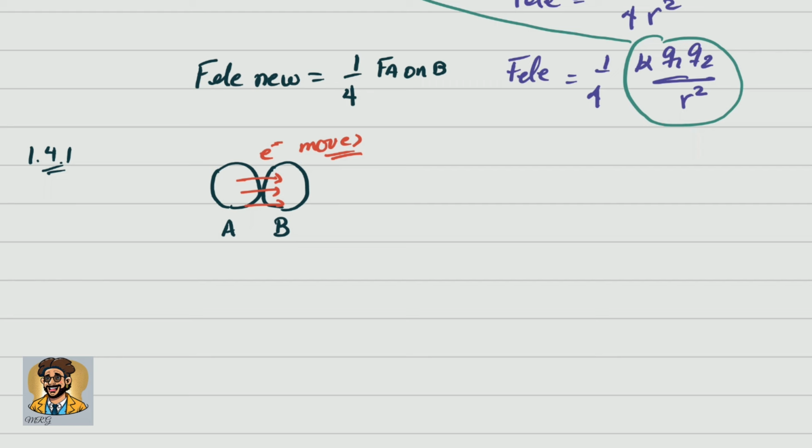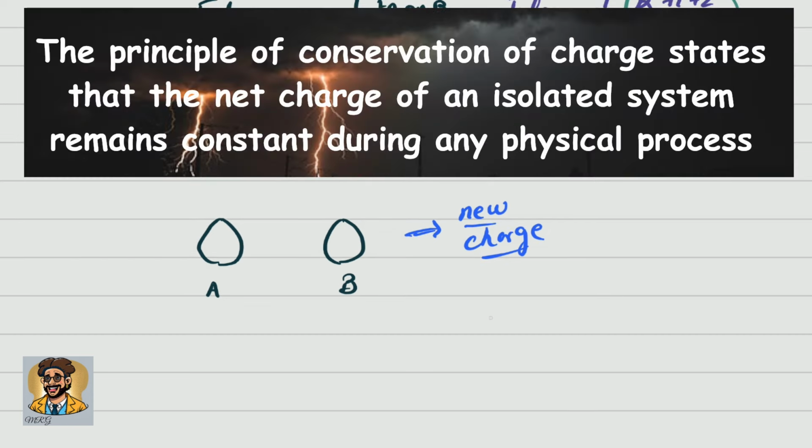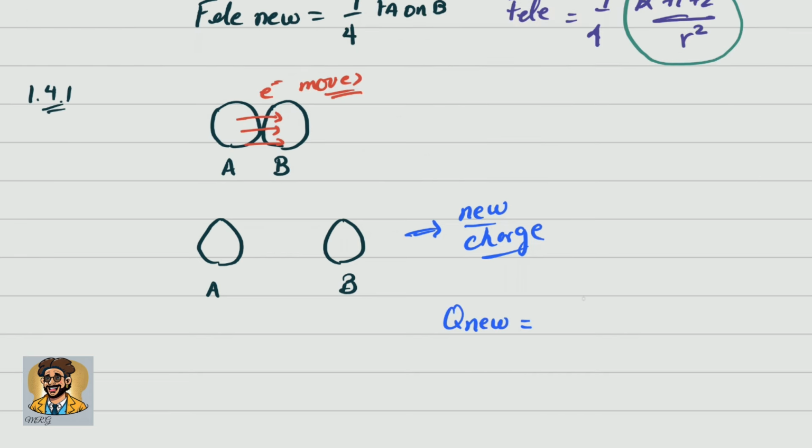And as a result, there will be a new charge when they separate again. Now how do we calculate that charge? This one is conservation of charge, remember. So we say Q new is equal to QA plus QB divided by 2, and that will give you the new charge.